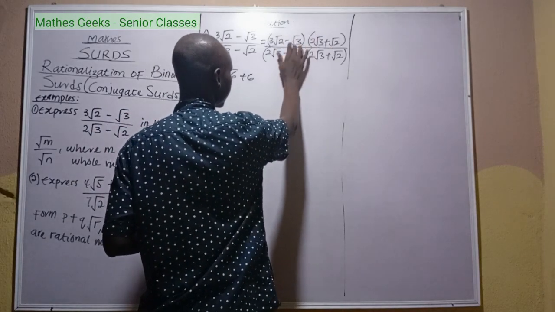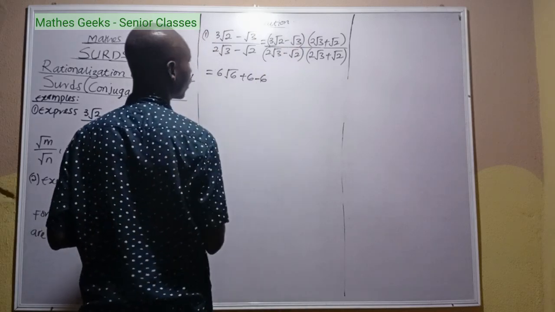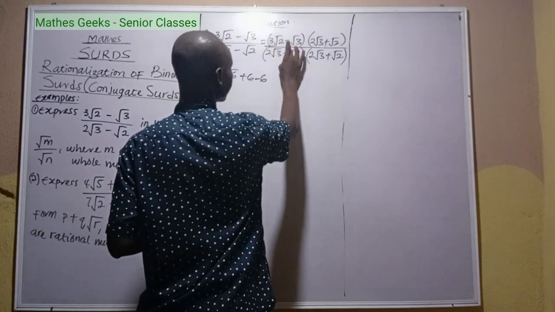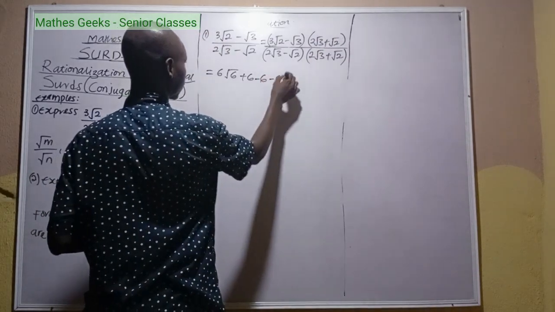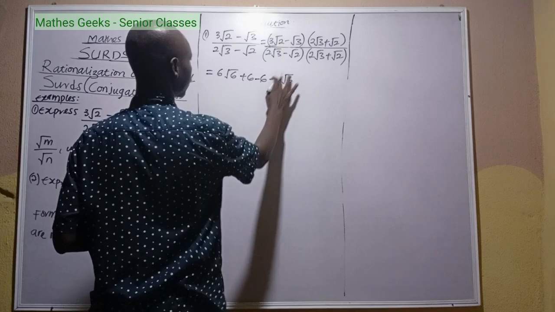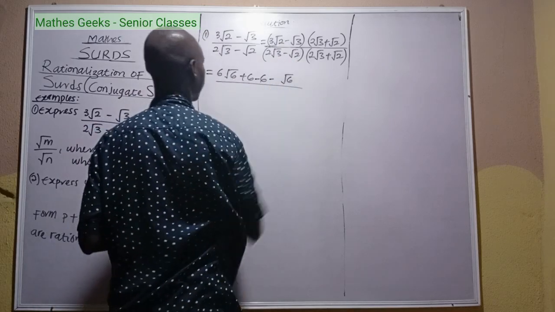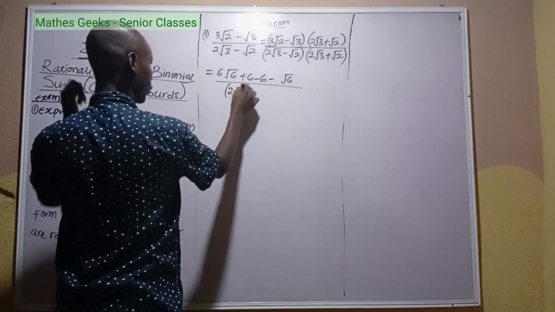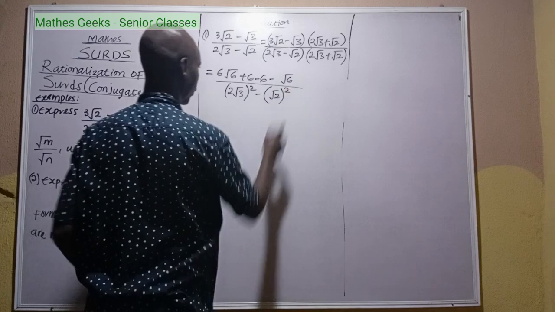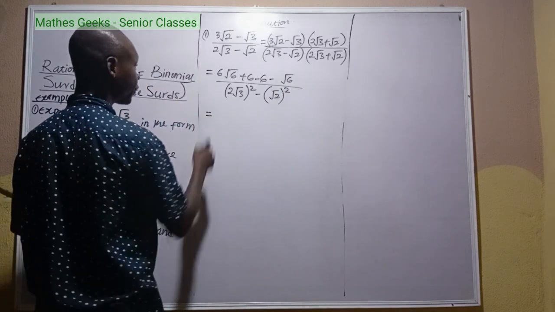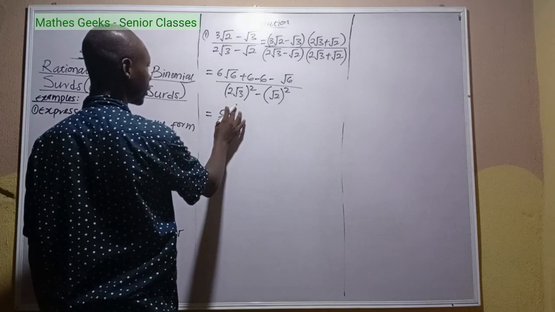Minus root 3 times 2 root 3: root 3 times root 3 gives root 9, which is 3, so minus 2 times 3 gives minus 6. And then minus root 3 times plus root 2 gives minus root 6. For the denominator, it is a difference of two squares: 2 root 3 squared minus root 2 squared. So 6 root 6 minus root 6 gives us 5 root 6.